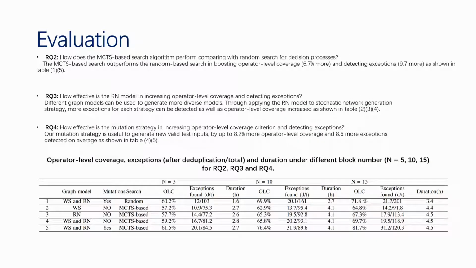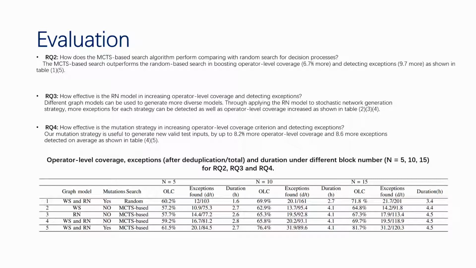The table shows operator-level coverage, exceptions, and duration under different block numbers for RQ2, 3, and 4. For RQ2, the Monte Carlo Tree Search-based search outperforms the random-based search in boosting operator-level coverage and detecting exceptions, as shown in the first and fifth rows. For RQ3, through applying the ARM model, more exceptions for each strategy can be detected, as well as operator-level coverage increased, as shown in the second, third, and fourth rows.